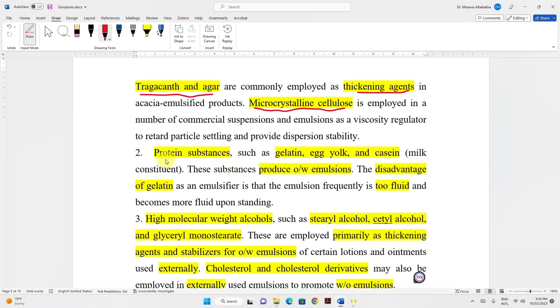Other emulsifying agents include protein substances, or protein derivatives, such as gelatin, egg yolk, and casein. Casein is a major constituent of milk, and they produce oil in water emulsion. Gelatin has a disadvantage: the emulsion is very fluid, very liquidy, and it even becomes more fluid when standing, and we need it to be a little thick.